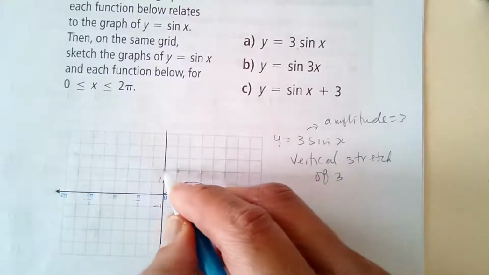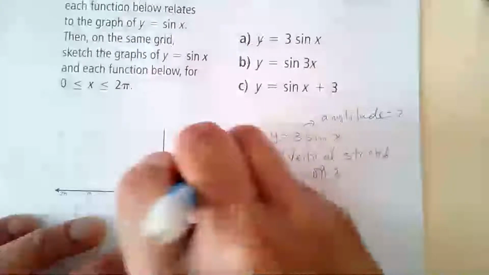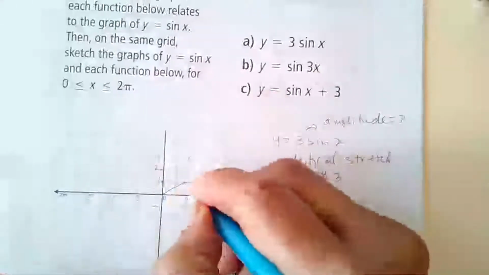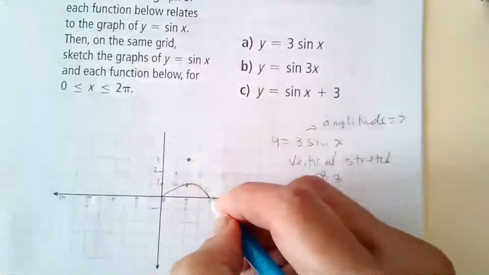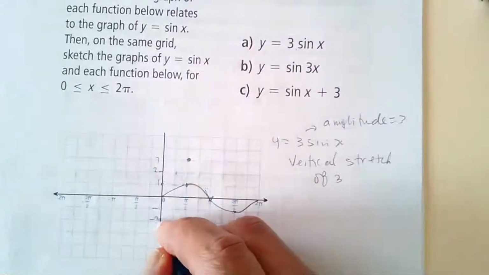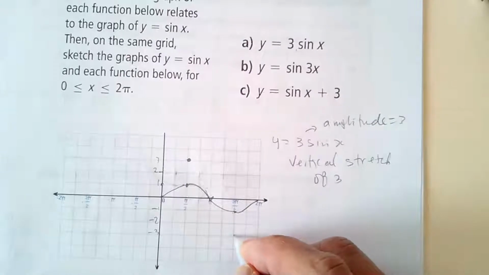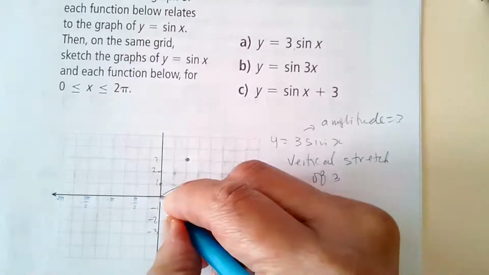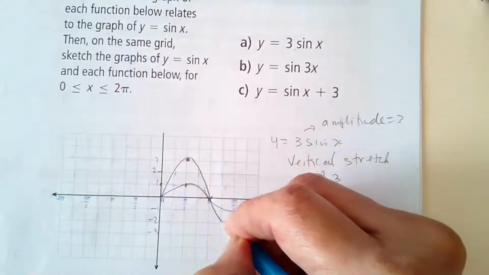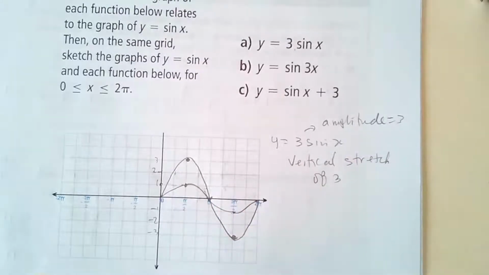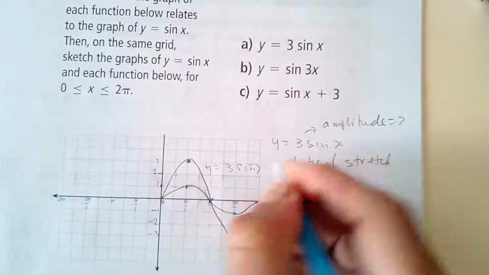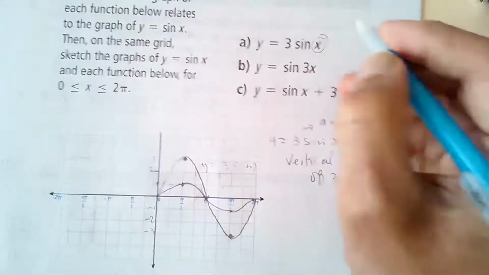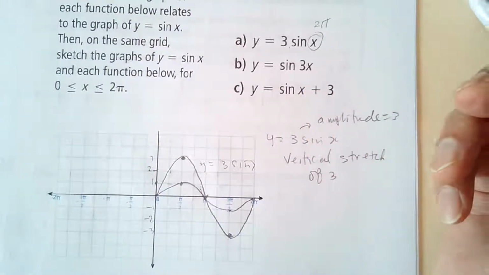So in this case, now we're going to go down there. Now we have -2, -3 back here. So we see, y is equal to 3 sine x. This indicates it's 2 pi or 360 degrees.